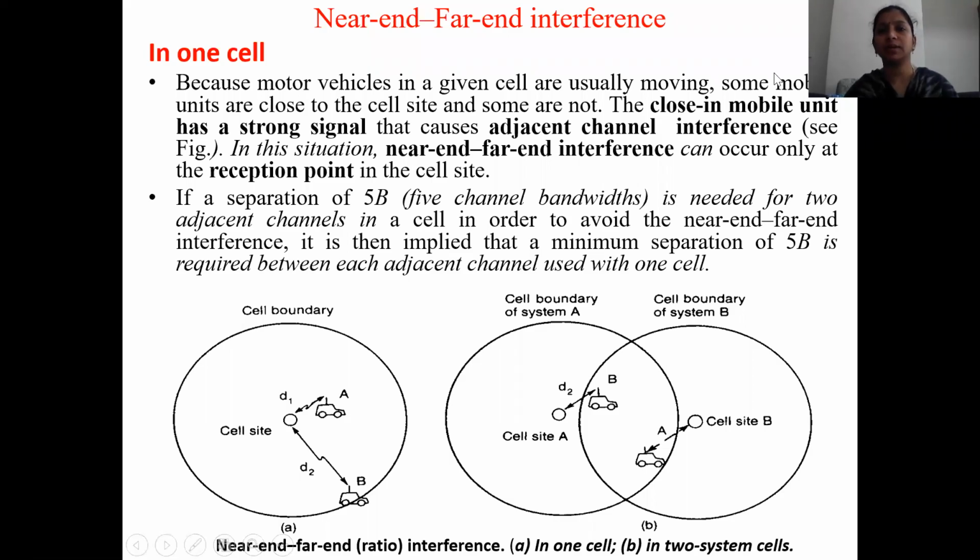In this lecture, we will discuss what near-end and far-end interference is. In the case of non-cochannel interference, we have seen there are two main types: adjacent channel and neighboring channel interference. The non-cochannel interference can be reduced by channel assignment.